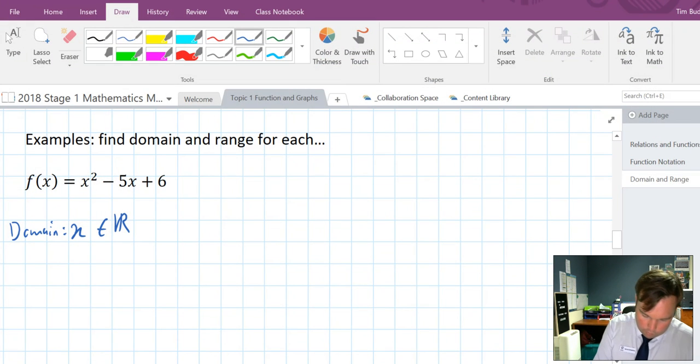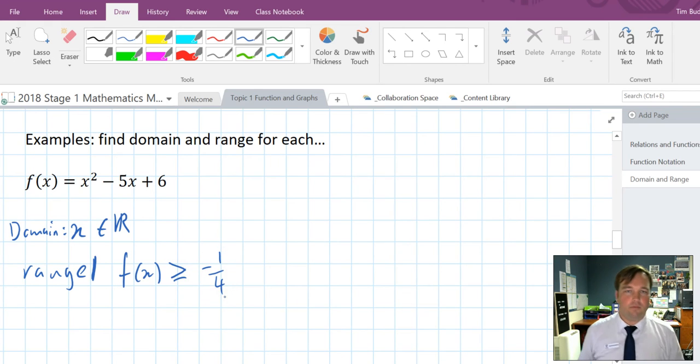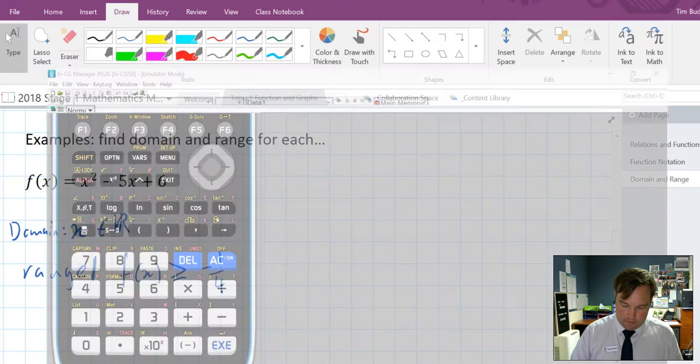So we can say that the range is such that, you can either use 2 dots or a line, f of x is greater than or equal to -1/4. Alright, so everything above -1/4 is fine, nothing below it. And you can visualize that there.